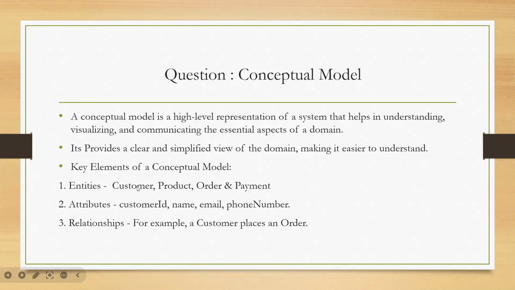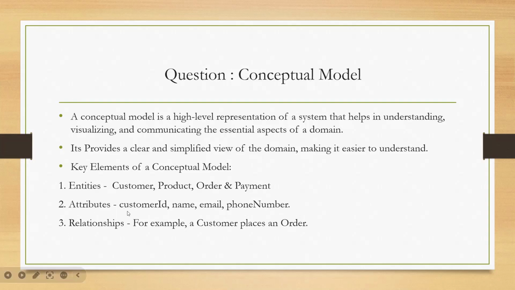So here in this customer database, the primary key will be the customer ID, and here in the product it will be the product name as the primary key, and for order also order ID, and payment ID. Okay, and these are the attributes.